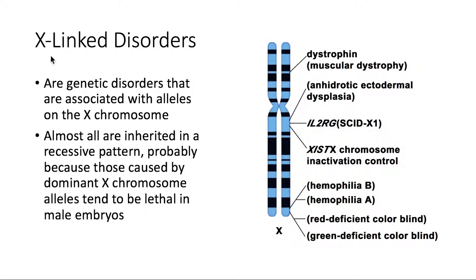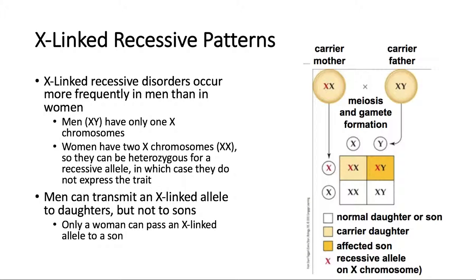Most X chromosome alleles that cause genetic disorders are recessive. So they're mostly X-linked recessive disorders that we're going to see and that we're going to actually use as our examples. And this is partially because diseases caused by dominant X chromosome alleles tend to be lethal in male embryos because males only have one X chromosome. So let's look at how this happens. X-linked recessive disorders occur more frequently in men than they do in women. Remember, men have an XY. They have only one X chromosome.